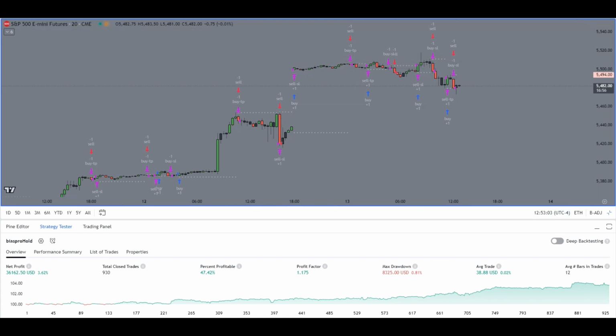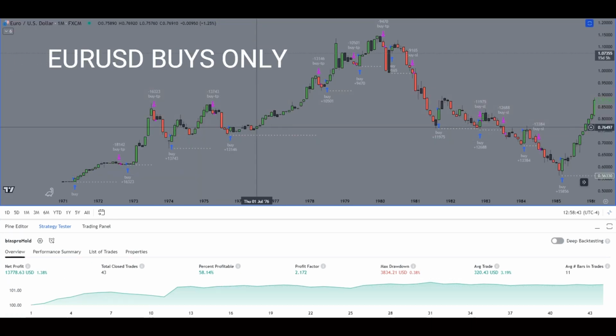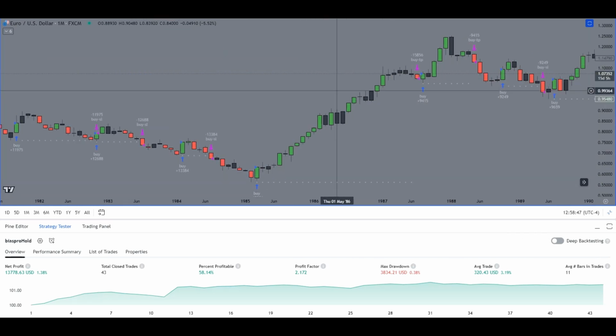The EURUSD, one of the most traded forex pairs, we see a nice performance in the monthly. I chose the FXCM broker because it has the most data. Over here showing only the buy trades.